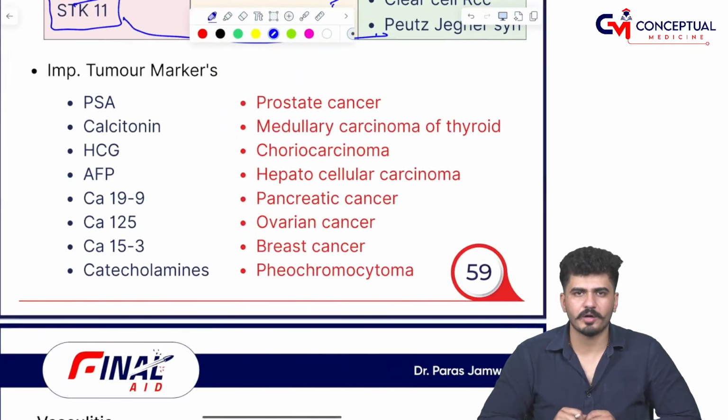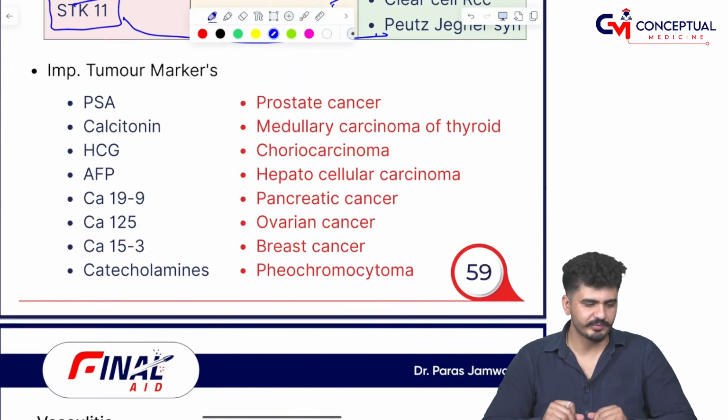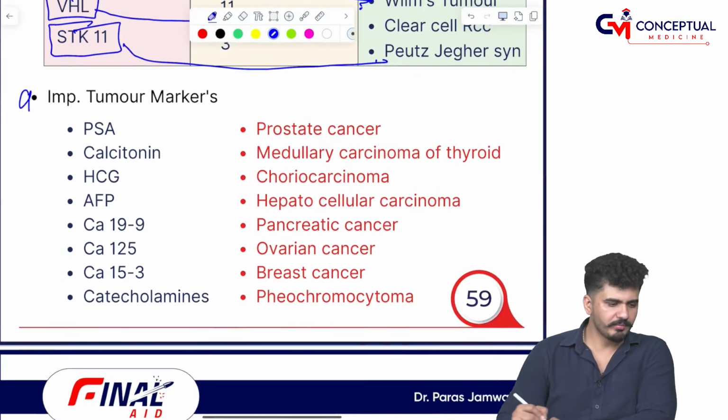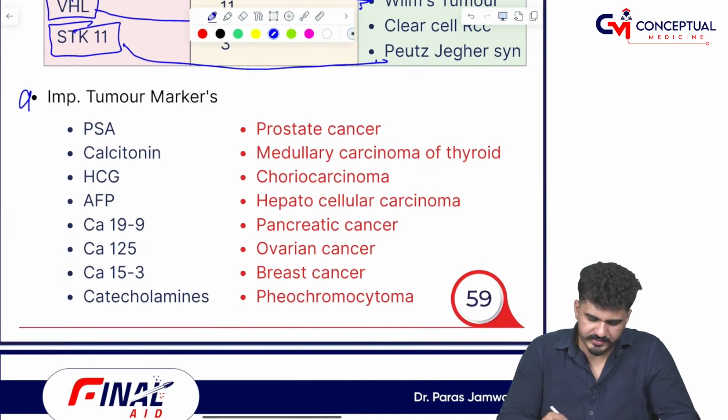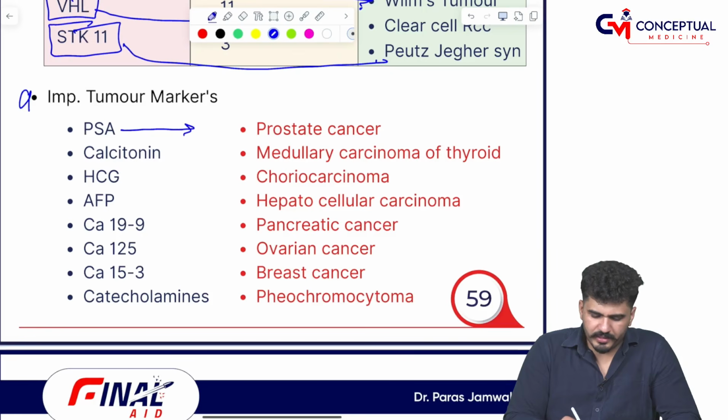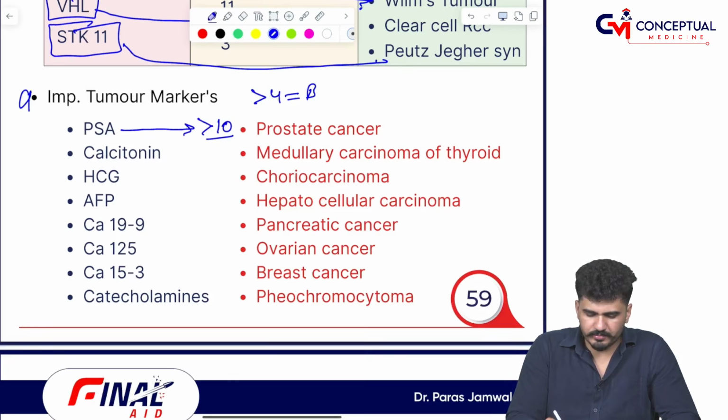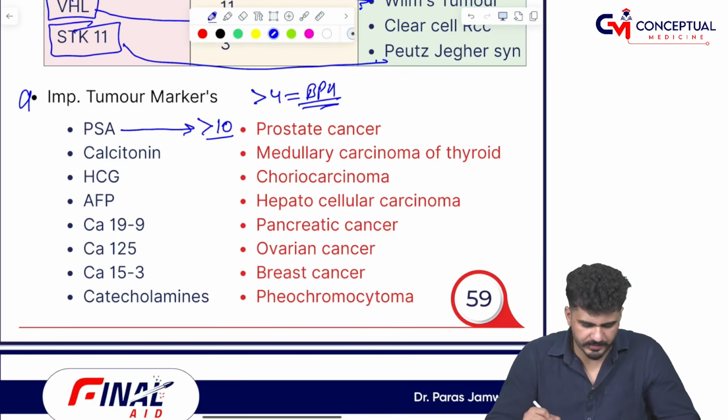Important tumor markers. This is also going to give us 1 mark in the exam, sir. If we have to talk about important tumor markers, first is PSA. How much should PSA be? It will tell us about prostate cancer if it is more than 10. If it is more than 4, it will tell us about BPH, benign prostatic hyperplasia.